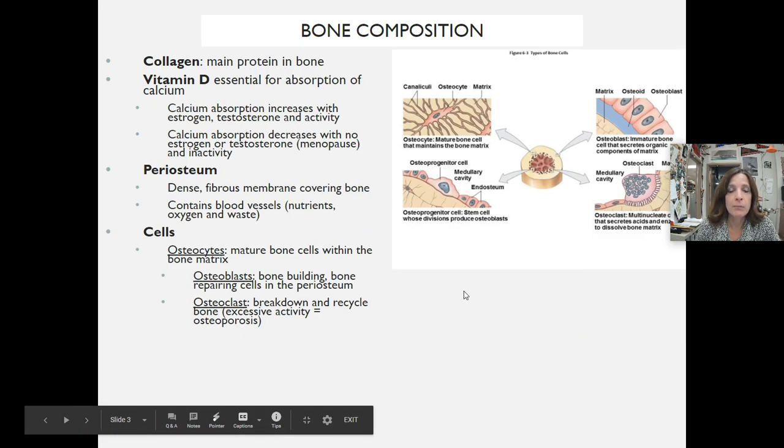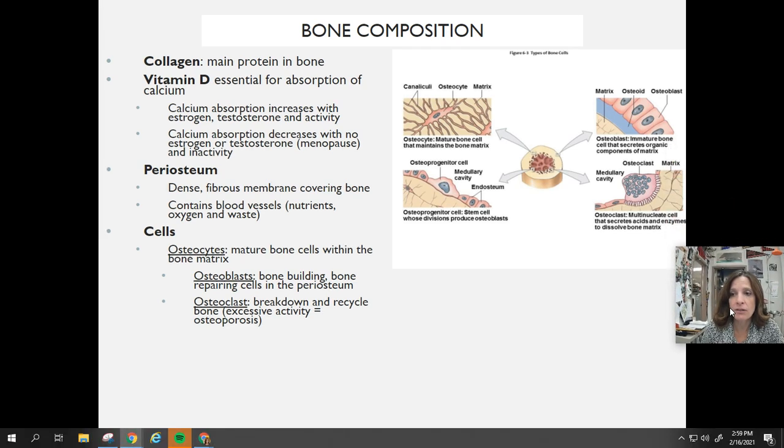So bones have a specific composition. The main thing that makes up bones is what's called collagen. Vitamin D, we've talked about this a little bit, is really important for calcium to be absorbed into your body. So when you drink milk, you want to check and make sure it's vitamin D fortified.